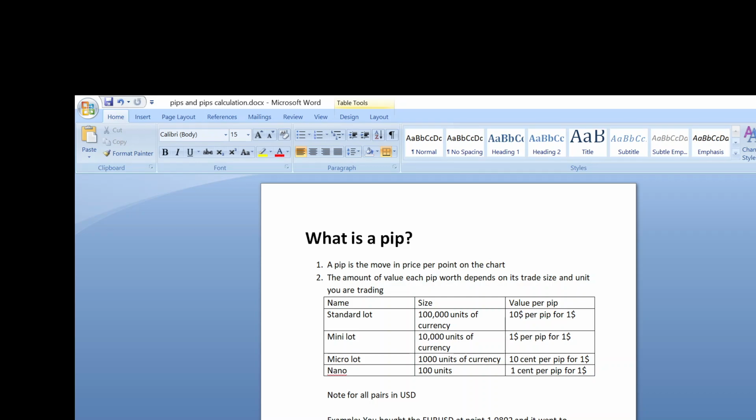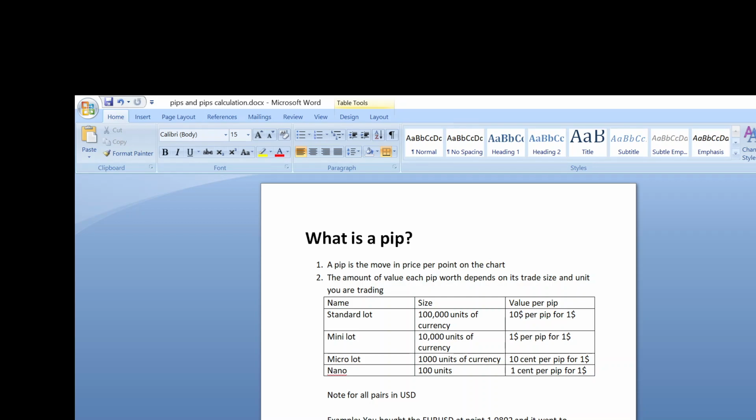These are just illustrations so that you'll be able to understand what a pip is and how to use the pip to do calculations. This table alone gives you everything you need. Now beneath it, I wrote down notes for all pairs in US dollar. This happens to all pairs in US dollar.